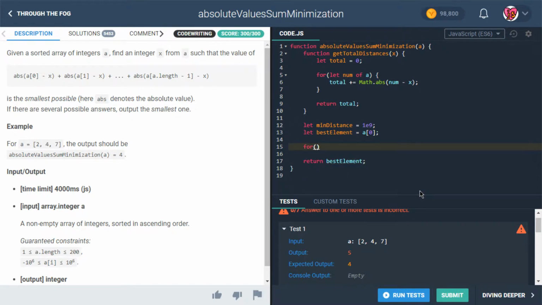So we're going to do something really similar to the loop above. We're just going to say for let num of A, let distance be assigned the value of get total distances for num.